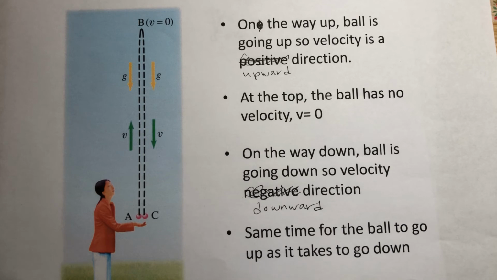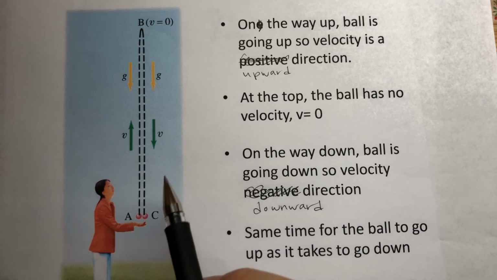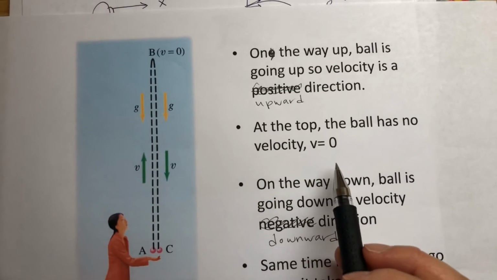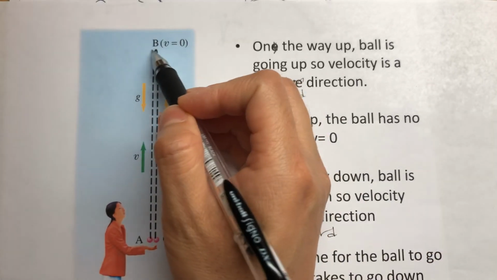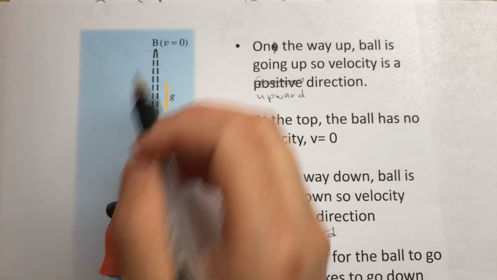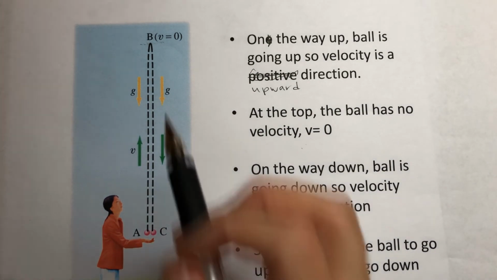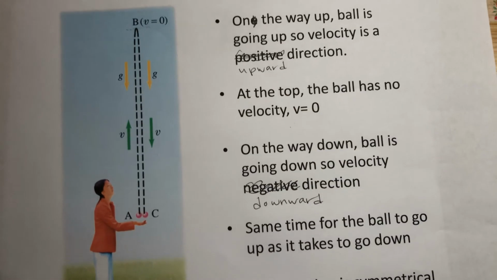So we want to be careful about what is positive and what is negative now, because we're going to choose what direction is positive or negative. You choose how you want to think of the positive and negative direction. Notice here, this is important, that at the top, the ball has no velocity. So at the top, there's no speed. V equals 0 at the top.